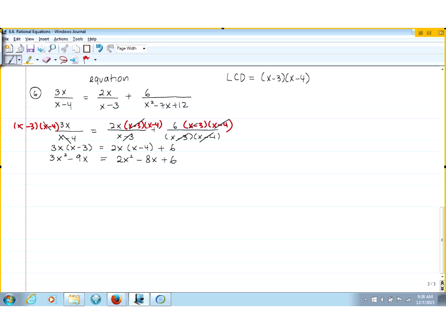Okay. Now what? This is what type of equation? Linear? Is it linear? Yes? What is it? What type of equation is this? What is this called?